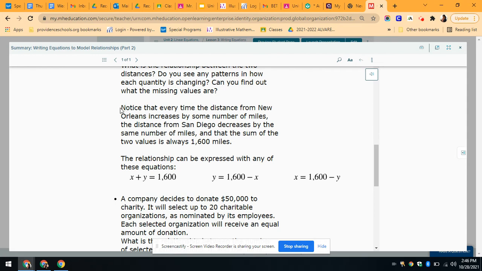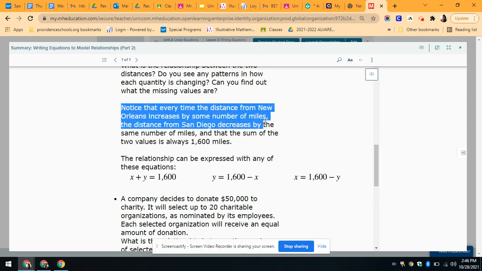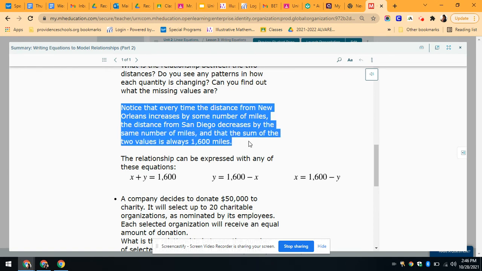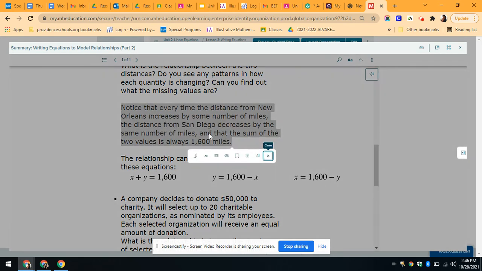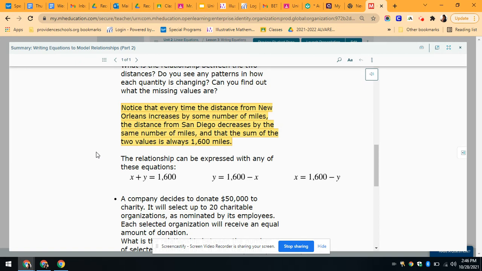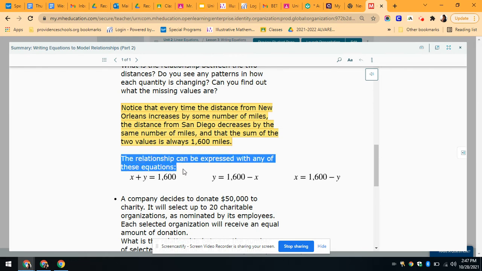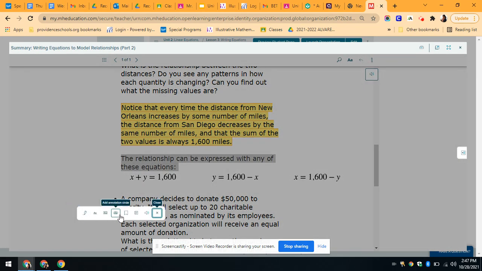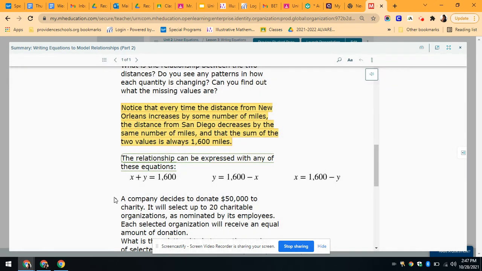Notice that every time the distance from New Orleans increases by some number of miles, the distance from San Diego decreases by the same number of miles. And the sum of the two values is always 1,600. Let's highlight that. The relationship can be expressed in these. So maybe you want to circle these. It's not going to let me. So I'm going to highlight those. Circle them. Let's annotate circle. Here we go. All right.